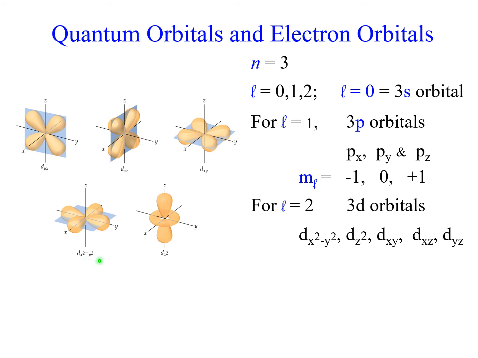The dx squared minus y squared, notice that they're cloverleaf, and this is one orbital. This probability function lies along the x and y axes in the xy plane. So x squared minus y squared is along the axes. dz squared is along the z-axis with this little donut configuration. Don't worry a lot about it, it's just a mathematical probability function. Just remember that dz squared is along the z-axis.